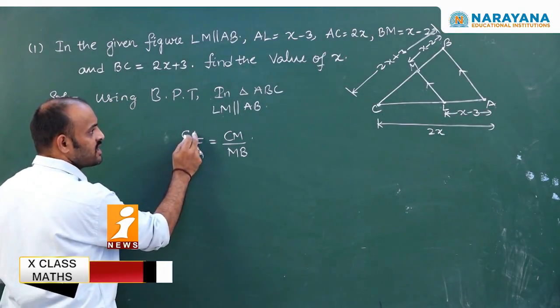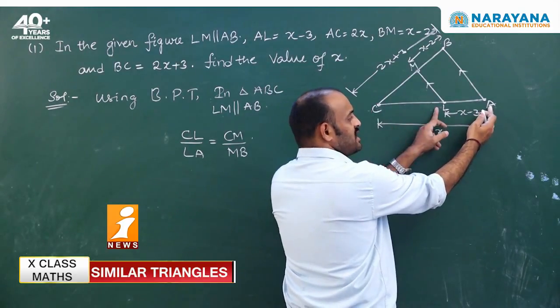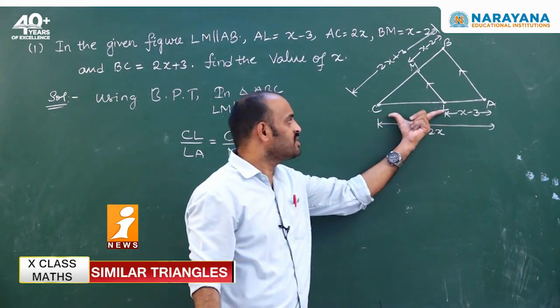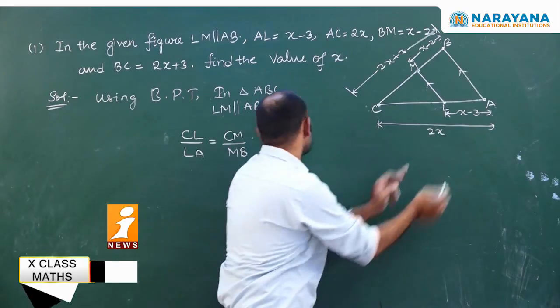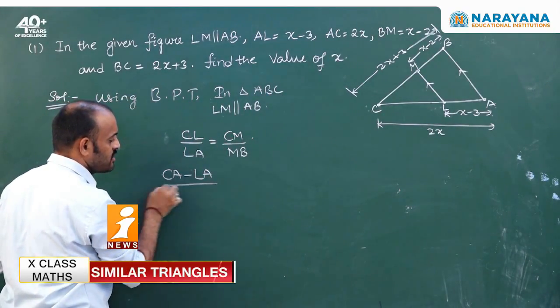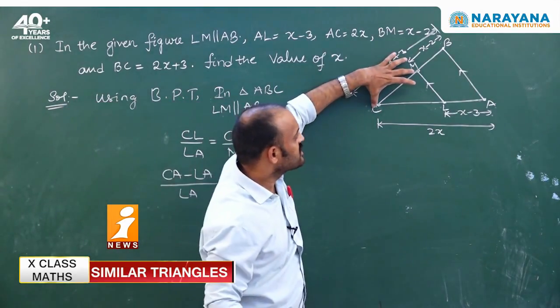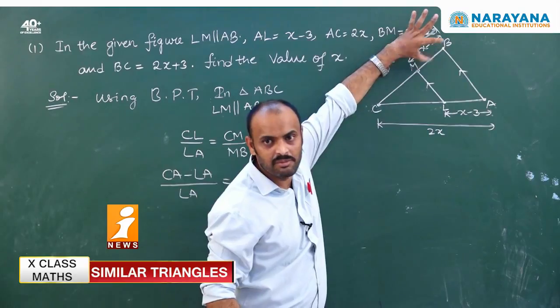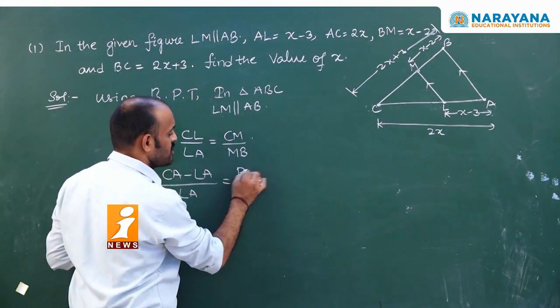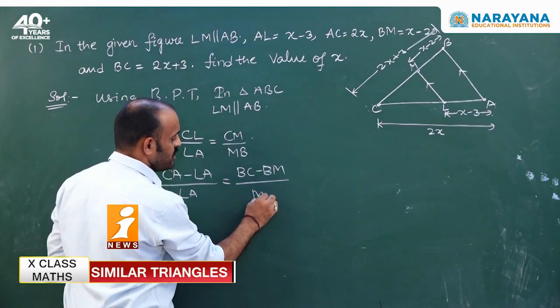Right. CL is nothing but CA minus LA, no? So CA minus LA by LA is equal to CM, which is nothing but BC minus BM, by MB.